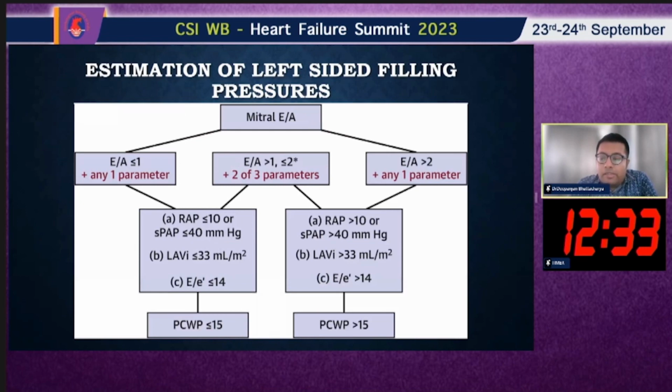So how do we estimate the left-sided filling pressures? We have to go by the mitral E by A and E by E prime ratios. If we follow this algorithm, E by A is less than or equal to 1, and if we find that the RA pressure is less than 10, we have a collapsing IVC, there is no PAH, and the LA is not dilated, and E by E prime is less than 14, then our wedge pressure is less than 15.